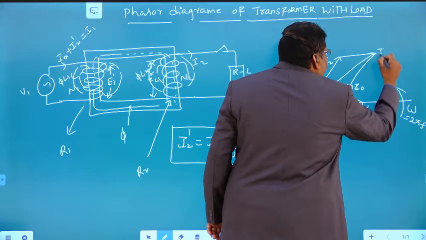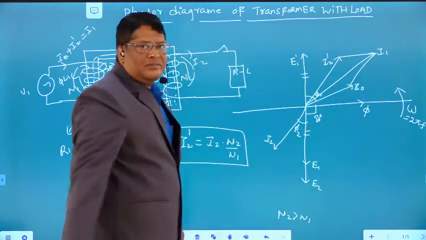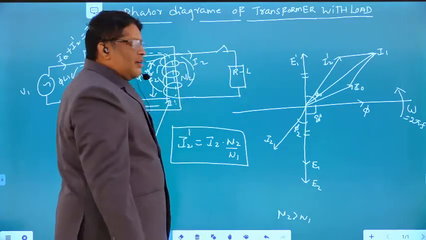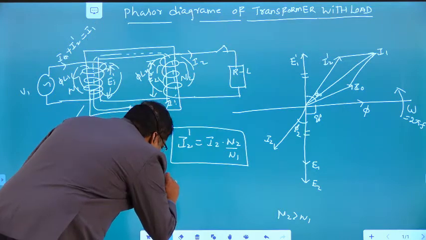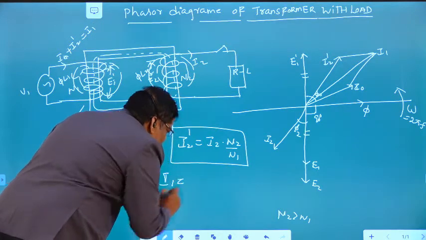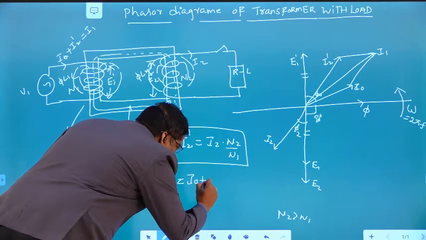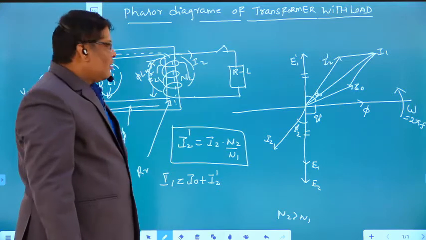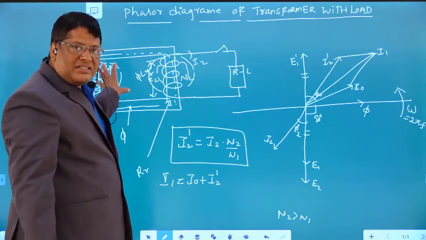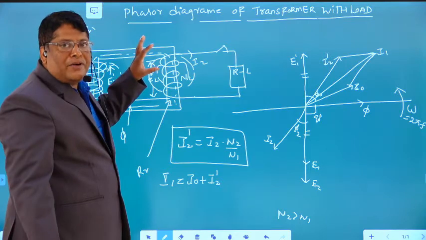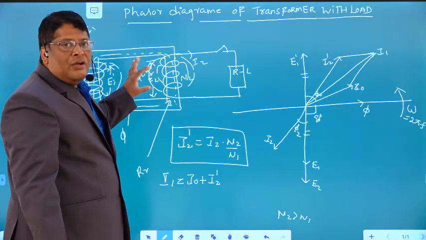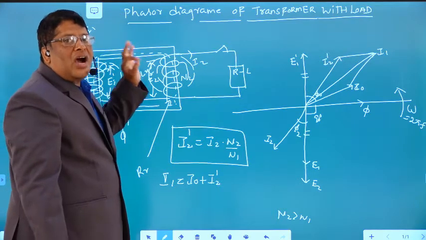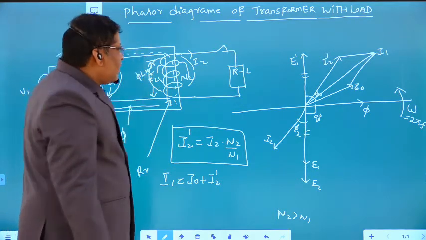This is I1, nothing but the total primary current. We can write it as I1 equal to I0 plus I2 dash. The primary winding has a resistance, so some amount of voltage will drop across the primary winding. We are assuming that the primary winding has a resistance of R1. Now I1 R1 is the voltage drop across the primary winding.